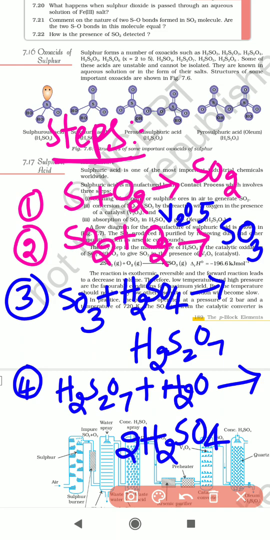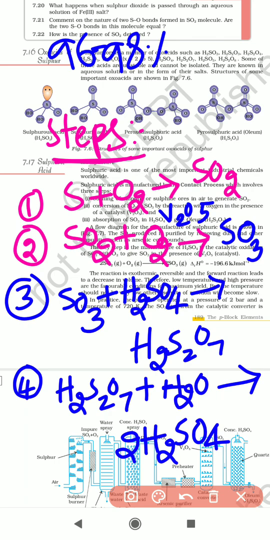So how much purity of sulfuric acid do we get in this process? 96 up to 98% highly pure sulfuric acid we get in this process. So 96 to 98% pure sulfuric acid we get. So this is the sulfuric acid preparation method, right?